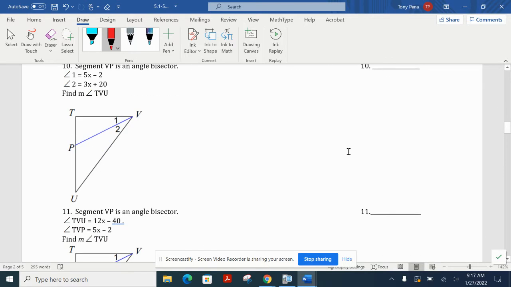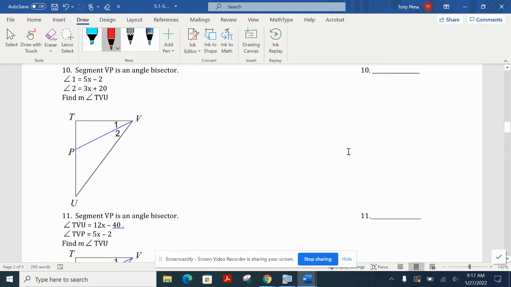All right, another angle bisector here. If I tell you that angle 1 is 5x plus 2, and I tell you angle 2 is 3x plus 20, if this is in fact an angle bisector, then these two guys must be equivalent to each other. So angle 1 must equal, or have the same degree measure as, angle 2. All right, bisect means we cut directly in half. Okay, and then solve that.